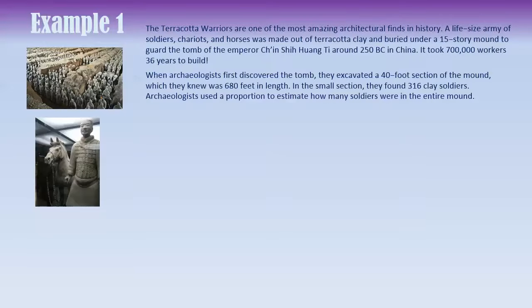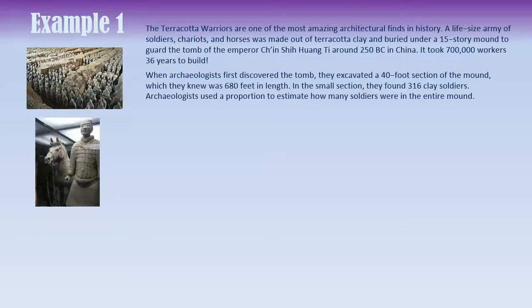All right, example 1. I don't know if you're familiar with these, but the terracotta warriors are this amazing architectural find. It's a literally life-size army of soldiers, chariots, and horses that were made out of terracotta clay. And they were buried under this 15-story mound to guard the tomb of an emperor in China around 250 BC. It took 700,000 workers to build these things, and it took them 36 years.